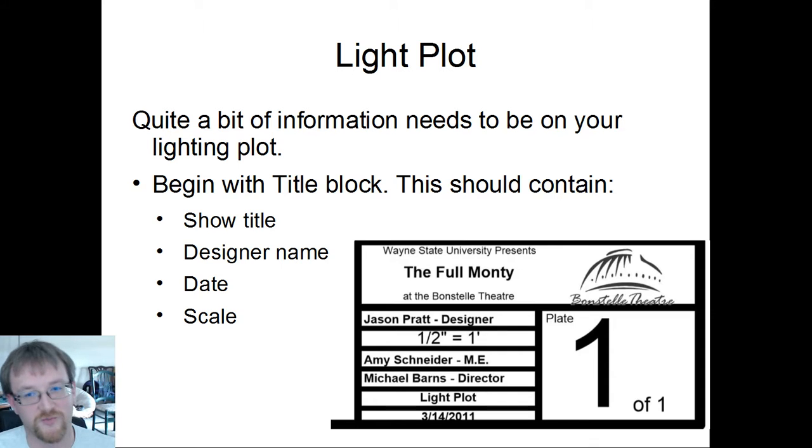The first thing that should be on your light plot is a title block. The title block should go in the bottom right corner and should contain the show title, the designer name, the date, and the scale. This is one that I did in grad school. It has my name as the designer. It has the scale, which is a 1/4 inch. It has the show title, Full Monty. And then obviously the date, which was 2011. All of that is important information.